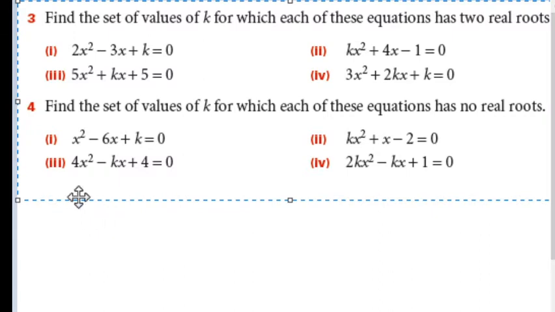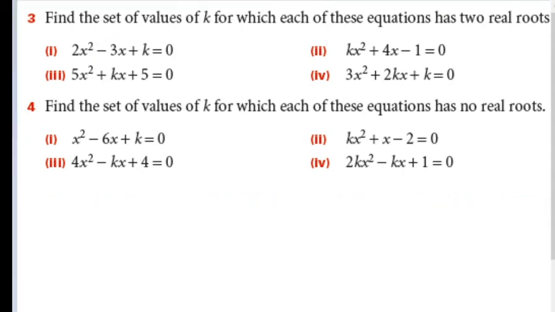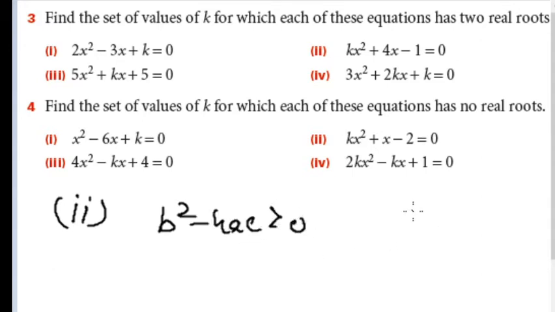In this lesson, I'm going to discuss the other two cases about the nature of roots. The second case is when the discriminant, b square minus 4ac, is greater than 0. This is the case where, suppose I have a curve and a straight line, they both intersect each other at 2 points.